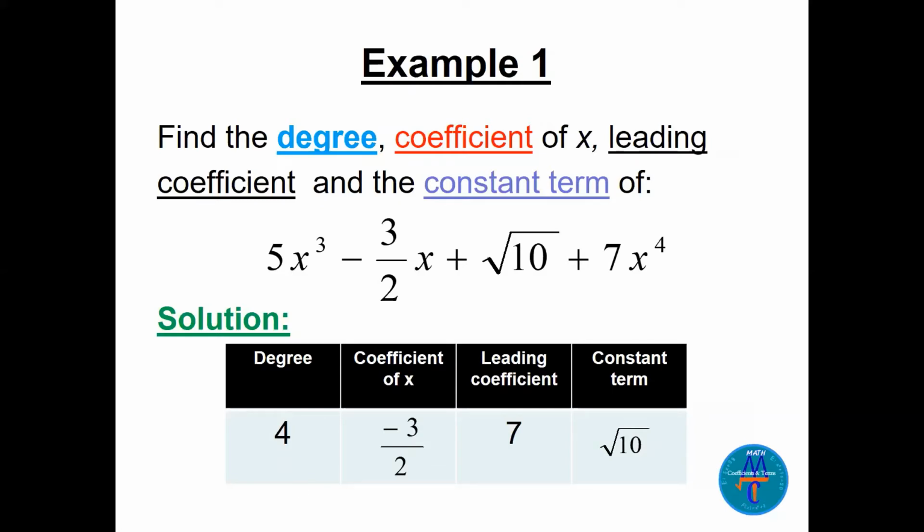So the degree here is 4. Now, what is the coefficient of the x? I go to the x and see the coefficient minus 3 over 2. What is the leading coefficient? I go to the highest power, it's 7. It can be minus 7. What is the constant term? The term that is constant without any x, only square root of 10.